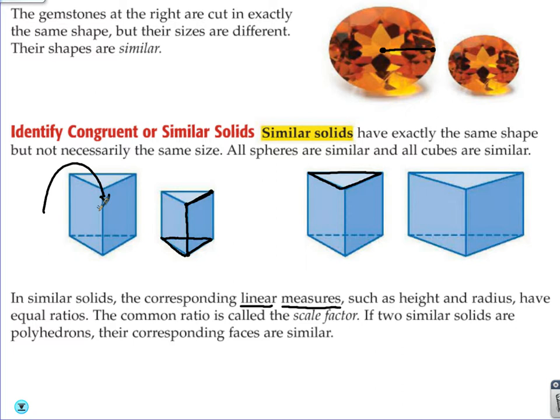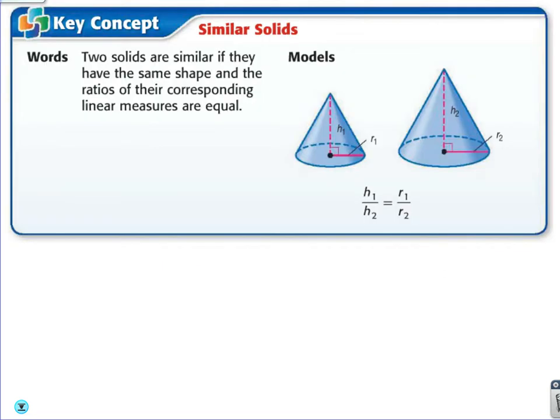And we talked a little bit about scale factors between linear measurements and areas before. Now we're going to do the same thing with volumes. But in similar solids, their corresponding linear measurements, which is their perimeters, their side lengths, their radii if it's a circle, things such as height, radius, have equal ratios. Okay, they're proportional. The common ratio is called a scale factor. Been there, done that. If two similar solids are polyhedrons, their corresponding faces are also similar, but they won't have the same scale factor. We've already talked about that before.